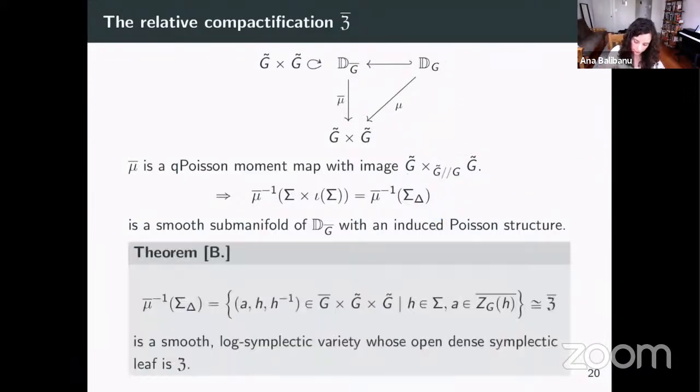And by working a little bit more, we can see that the fibers of mu bar above the slice are exactly the compactified centralizers that we were hoping for. And that the Poisson structure that we get on the compactified universal centralizer is log symplectic. And its open dense symplectic leaf is exactly the universal centralizer we started with.